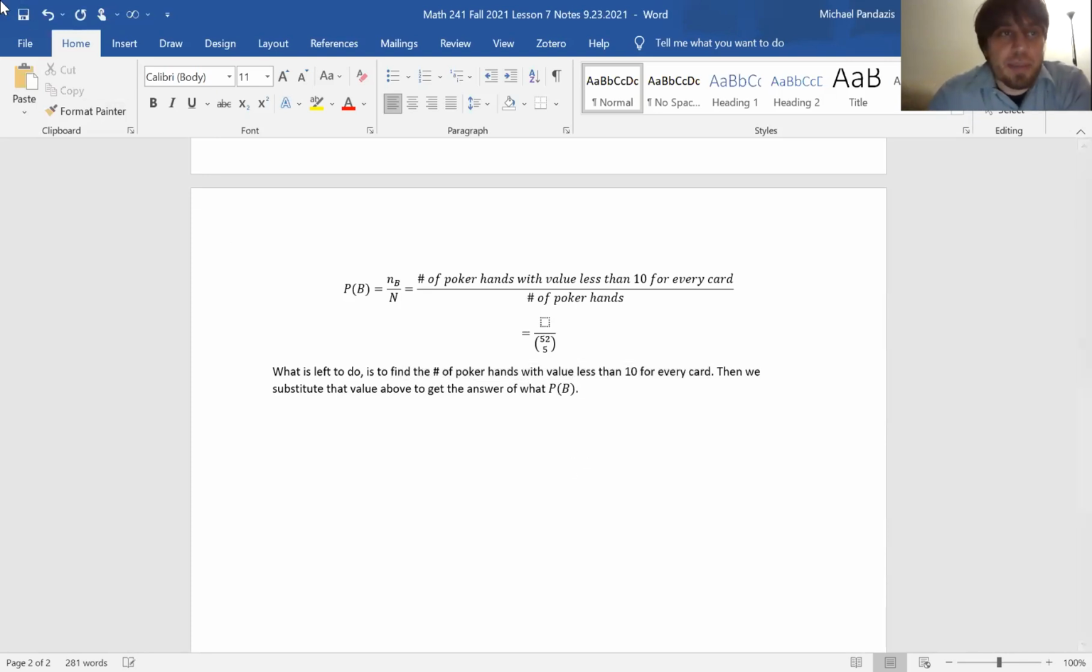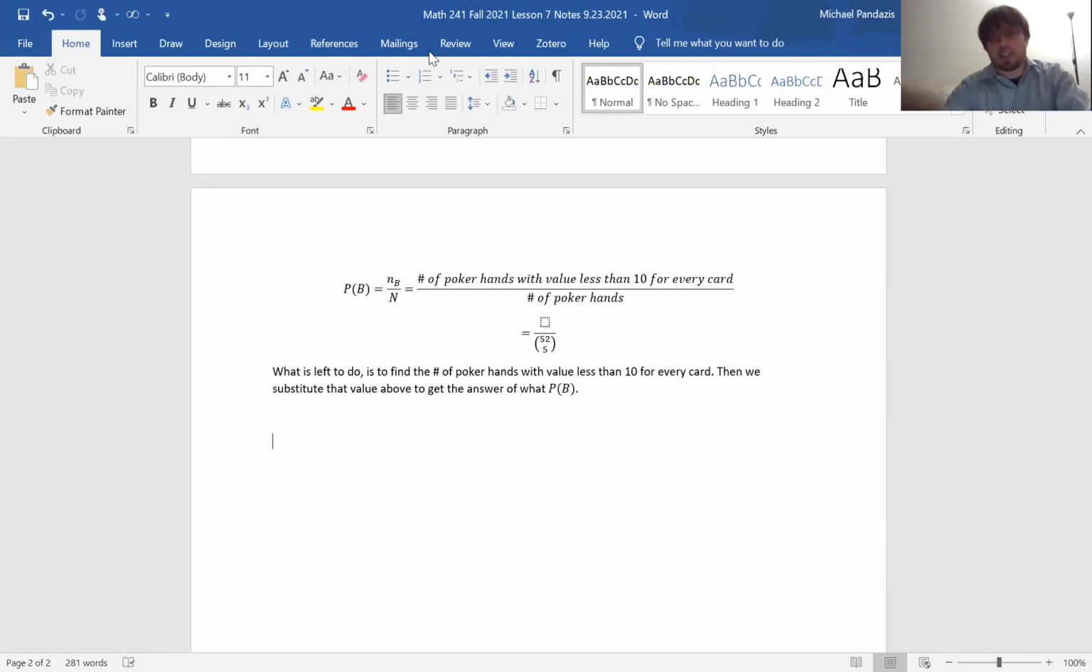Okay, so let's think what happens. Imagine you have all 52 cards in the deck in your hand again, and you spread them out on the table face up so you can see all 52 cards. None of them are blocking any other cards. We want a poker hand where every card has value less than 10. So let's get rid of all the cards that don't have value less than 10.